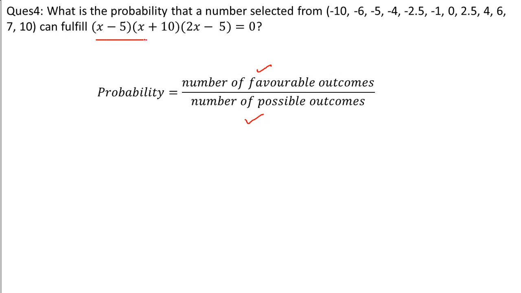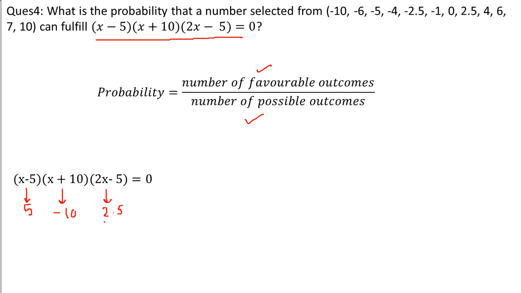So x fulfills this equation given in the question statement. (x minus 5) multiplied by (x plus 10) multiplied by (2x minus 5) is equal to 0. So this gives three values of x. The first one is x is equal to 5. Second one is x is equal to minus 10. And third one is x is equal to 2.5.